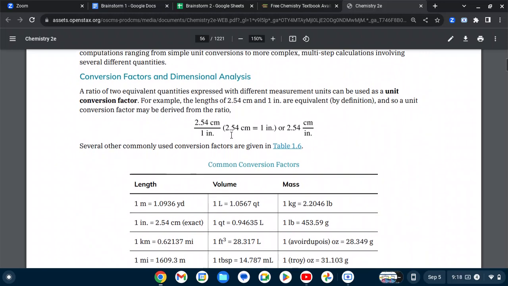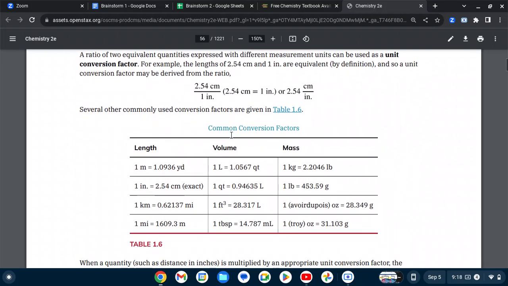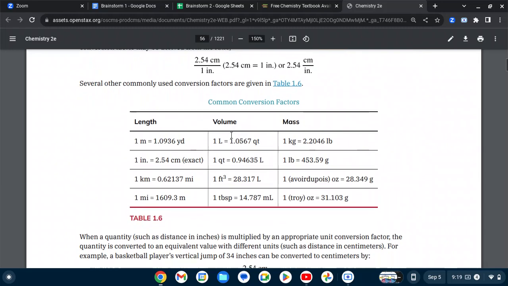Conversion factors and dimensional analysis. A ratio of two equivalent quantities expressed with different measurement units can be used as a unit conversion factor. For example, the lengths of 2.54 centimeters and 1 inch are equivalent, and so a unit conversion factor may be derived from the ratio 2.54 centimeters over 1 inch, or 2.54 centimeters per inch. Several other commonly used conversion factors are given in Table 1.6.